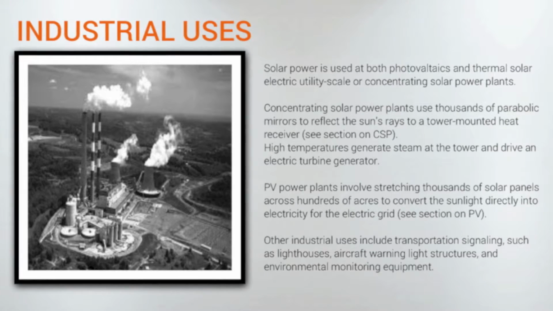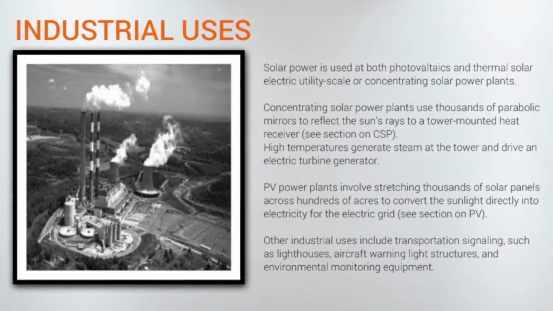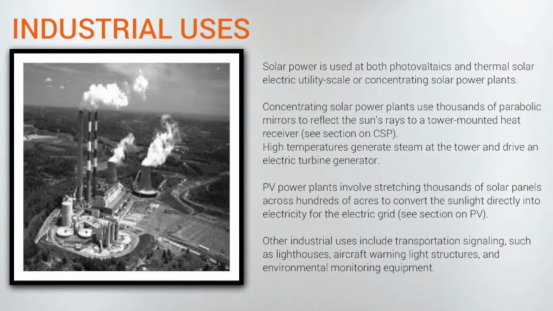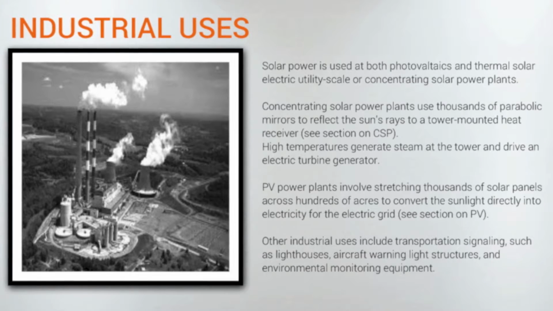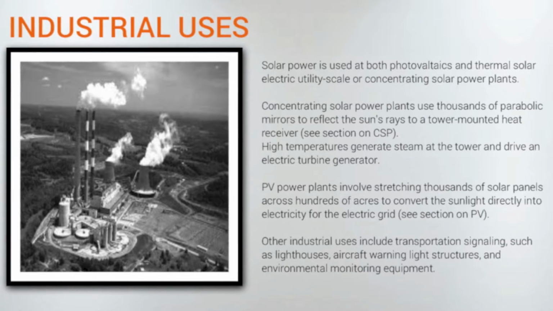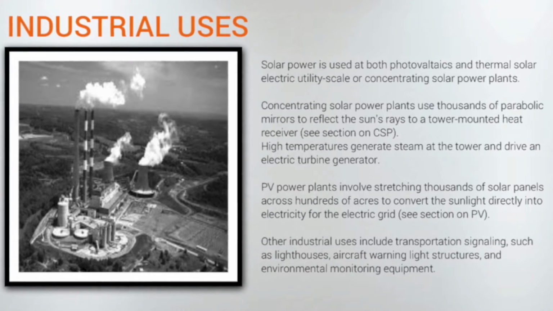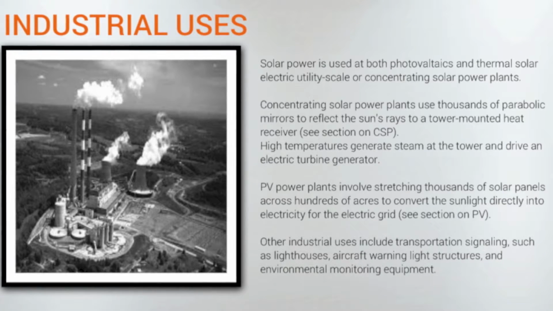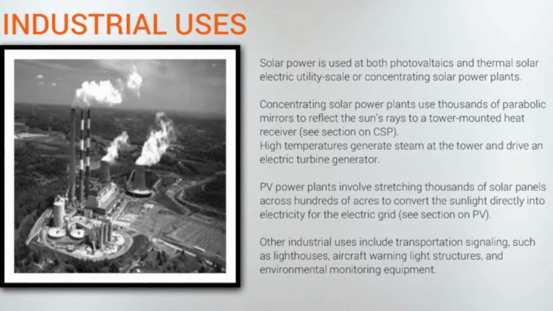As for PV power plants, they involve stretching thousands of solar panels across hundreds of acres to convert sunlight into electricity for the electric grid. Other industrial uses include transportation signaling, such as lighthouses, aircraft warning light structures and environmental monitoring equipment.